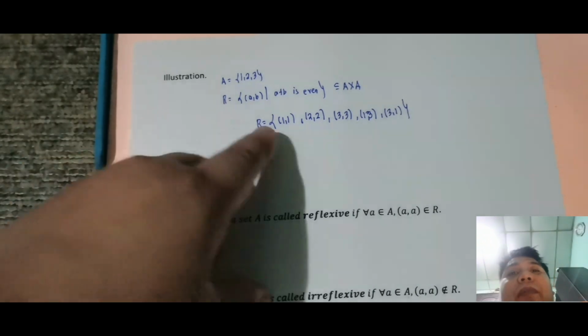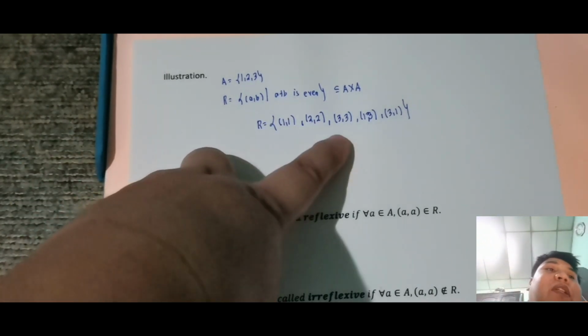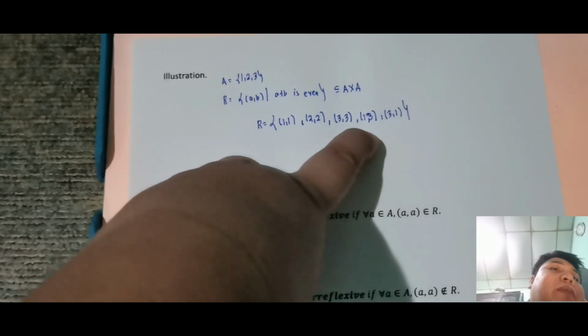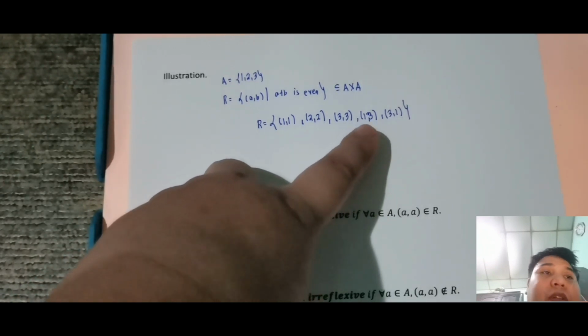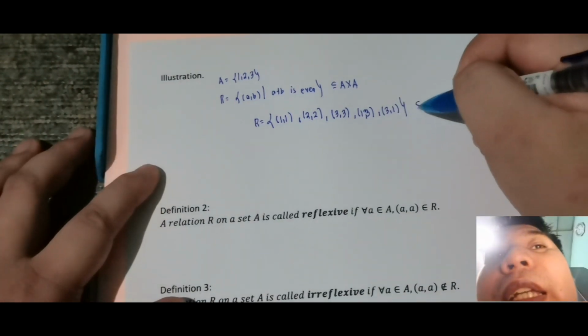So, lahat ng yan even. 1 plus 1 is 2, even. 2 plus 2 is 4, even. 3 plus 3 is 6, even. 1 plus 3 is 4, even. 3 plus 1 is 4, which is also even. Therefore, ang laman ng R natin is ito, which is a subset ng A cross A.